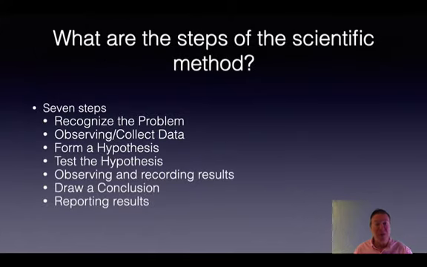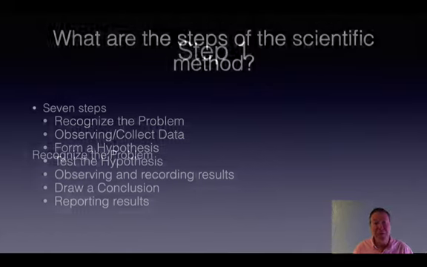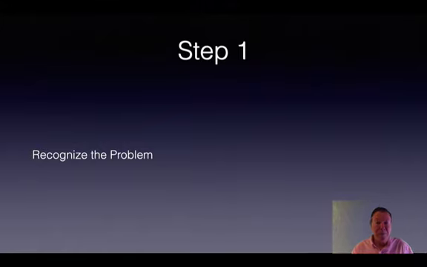All right, so what are the steps? There are 7 of them. First step, recognize the problem. Second is collect data and form a hypothesis, test the hypothesis, observe and record the results, draw a conclusion, and report the results. There is some dispute depending on what you read, but those are the 7 steps in my class.